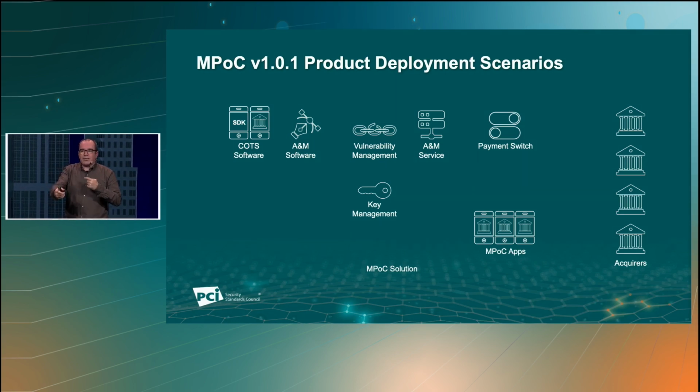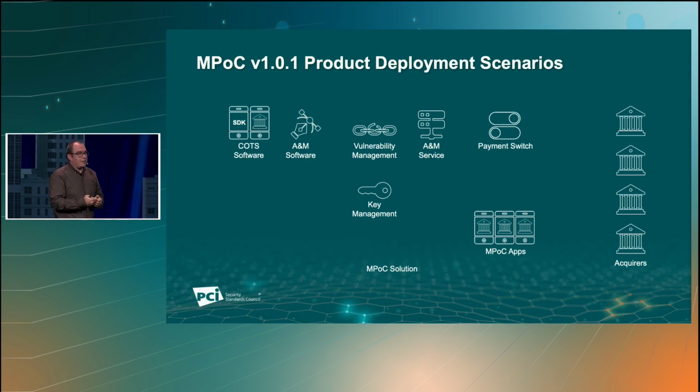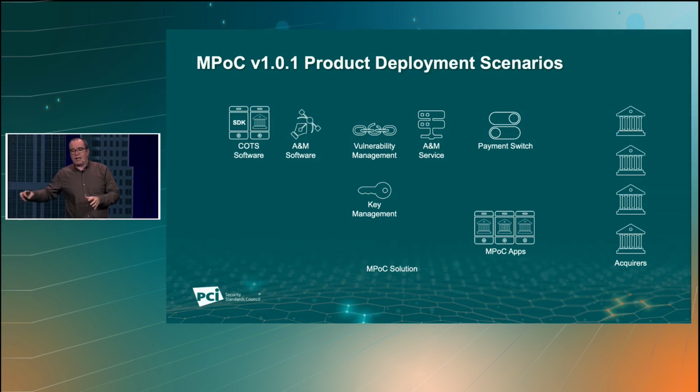You have certain procedures and protocols and methodologies that need to exist in terms of vulnerability management and key management. You have the attestation and monitoring service itself. You need to have some sort of payment processing environment. We're going to call that a payment switch for now. And then you have the actual applications that are being used by end merchants to accept payments.